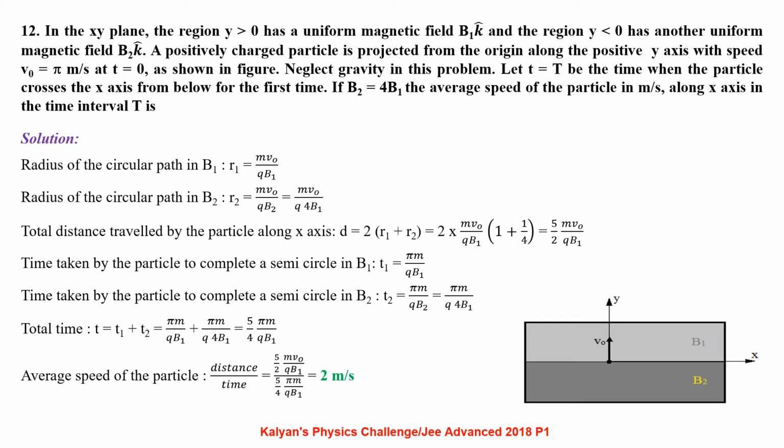Time taken by the particle to complete a semicircle in B1, T1 equals pi m by q B1. Time taken by the particle to complete a semicircle in B2, T2 equals pi m by q B2 equals pi m by q times 4 B1. So the total time T1 plus T2 equals pi m by q B1 plus pi m by q times 4 B1, which is 5 by 4 times pi m by q B1. Average speed of the particle is distance by time, 5 by 2 m v0 by q B1 divided by 5 by 4 pi m by q B1, which is 2 meter per second.